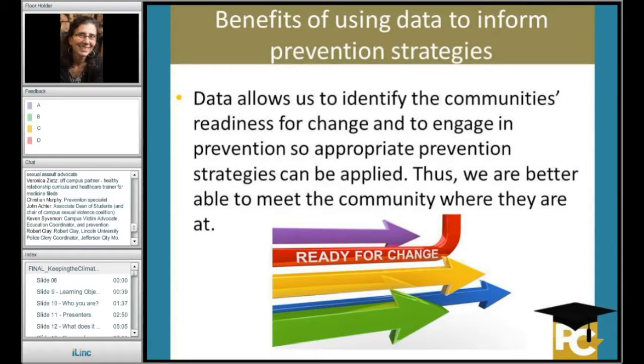So data allows us to identify communities' readiness for change and their readiness to engage in prevention, so that appropriate prevention strategies can be applied, and really that allows us to meet the community where they're at. And instead of a blanket, the same prevention strategy for every campus, there are unique features or stages of readiness on campus. So it's really important to be able to meet the campus and the community where they're at.